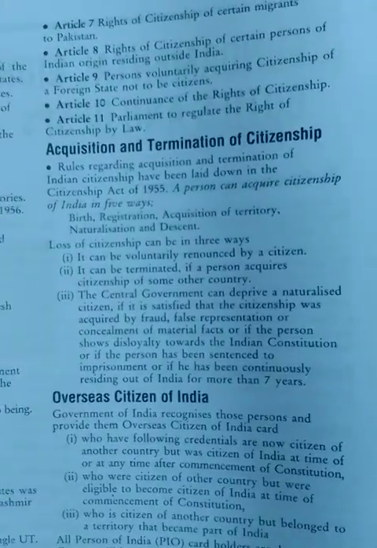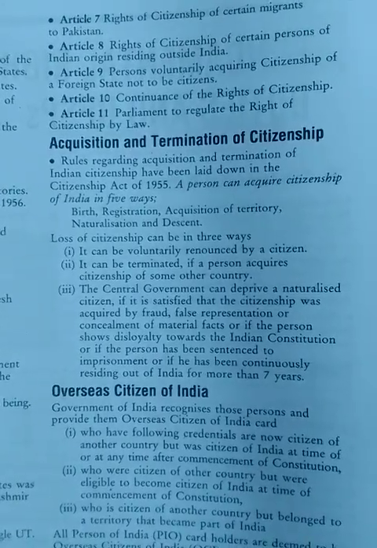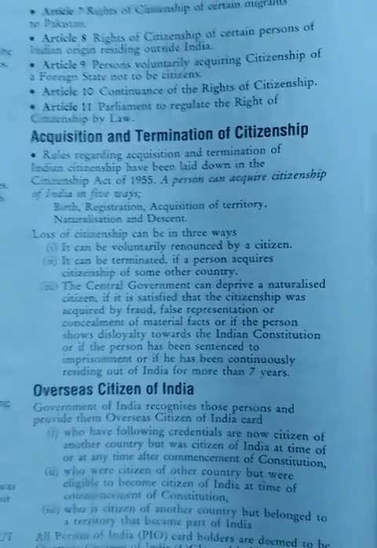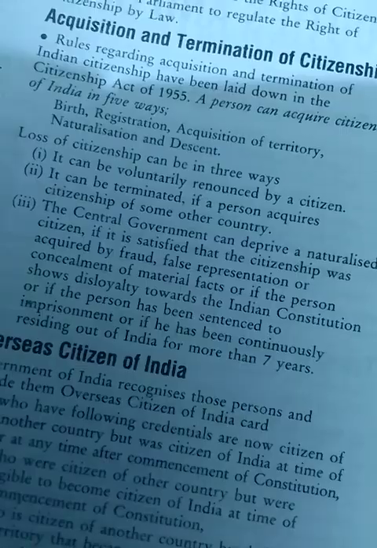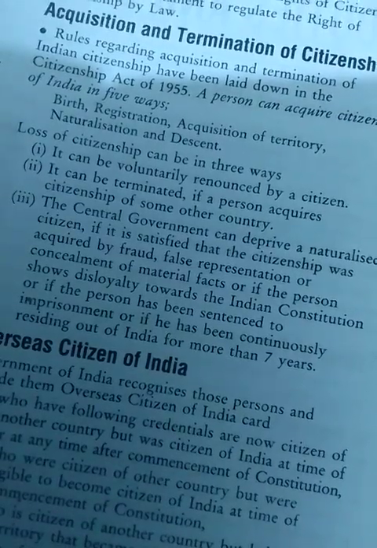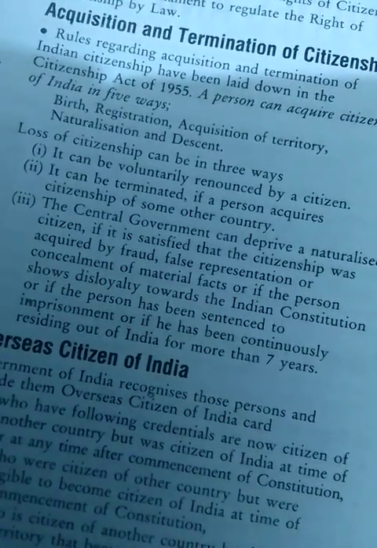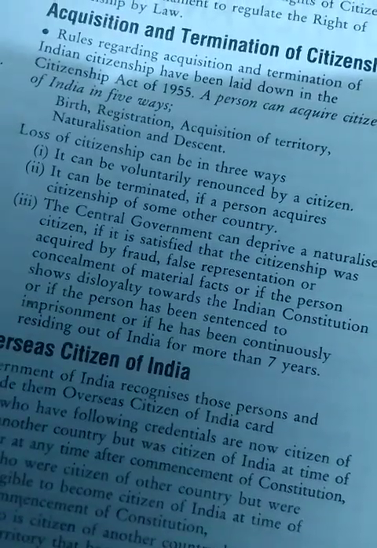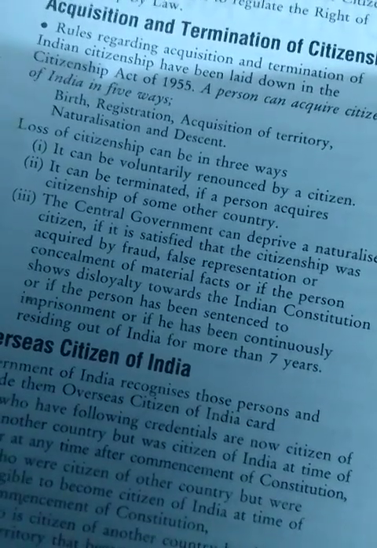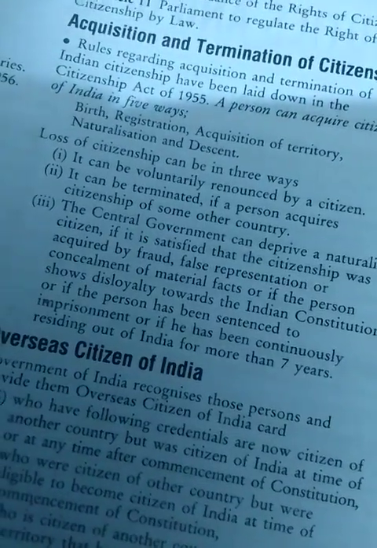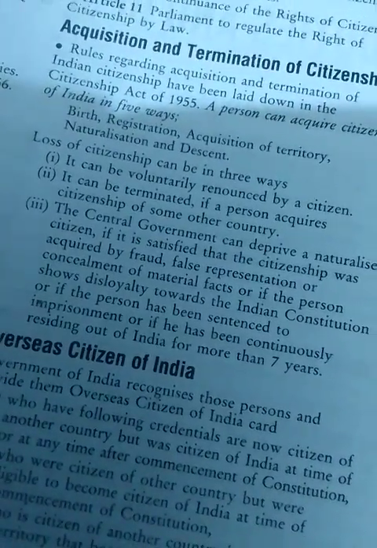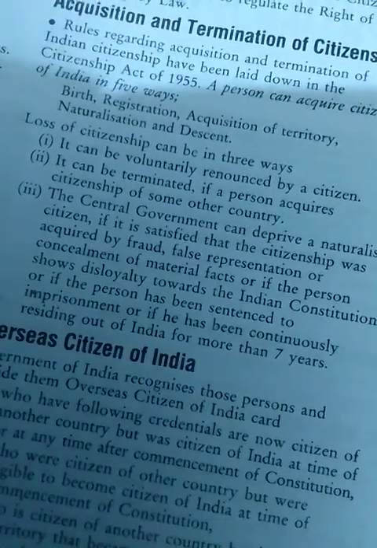Rules regarding acquisition and termination of Indian citizenship have been laid down in the Citizenship Act 1955. A person can acquire citizenship in 5 ways: birth, registration, acquisition of a territory, naturalization, and descent.